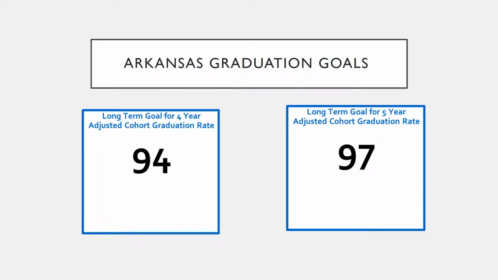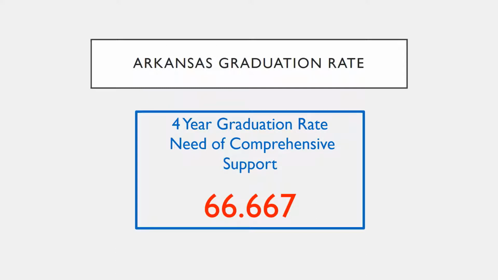Arkansas graduation rate goals. It is the expectation that all high schools in the state of Arkansas for the 4-year cohort graduate at least 94% of all students in their school. And Arkansas's long-term goal for a 5-year graduation rate is to graduate 97% of all students. An Arkansas high school can be found in need of comprehensive support if the graduation rate falls below 66.67%.